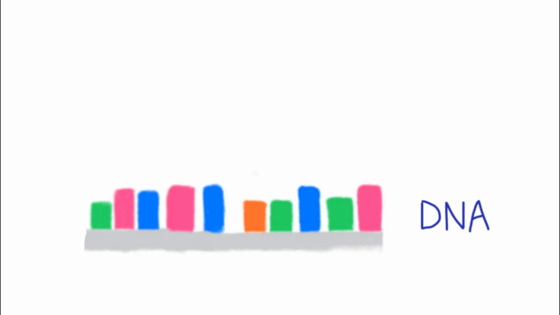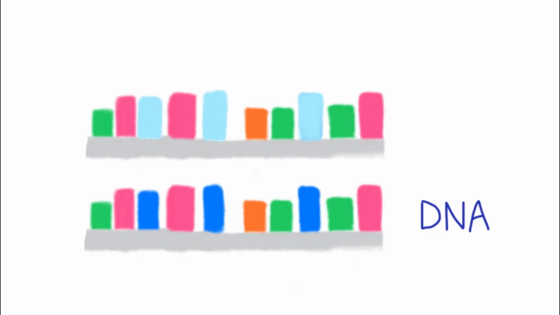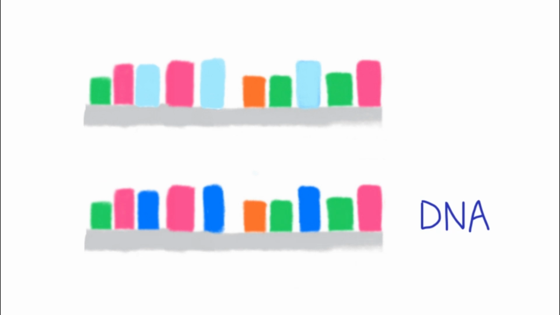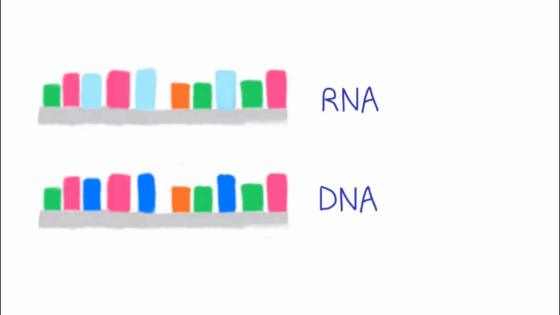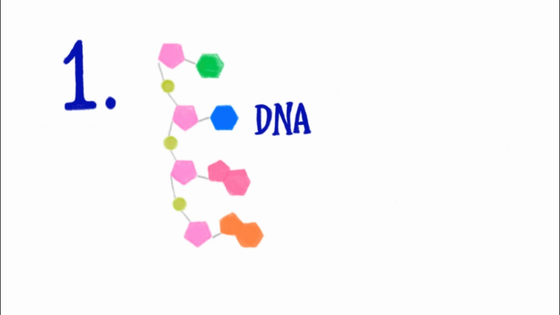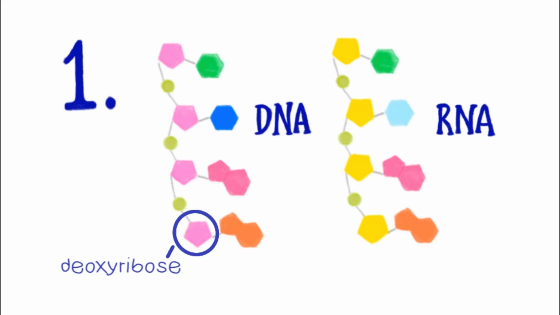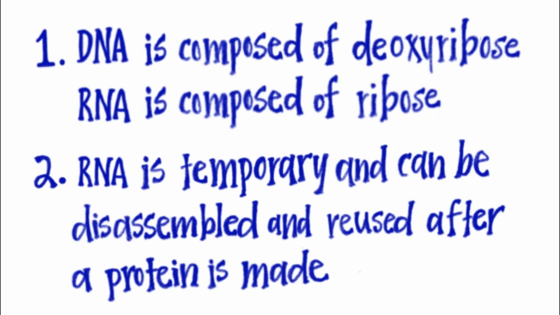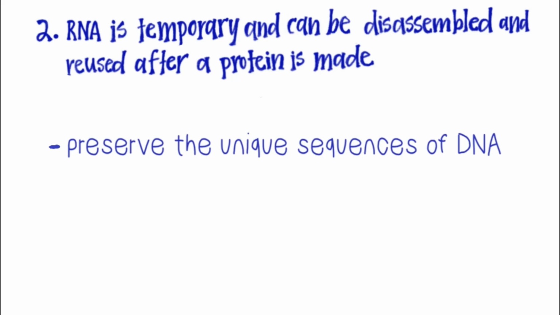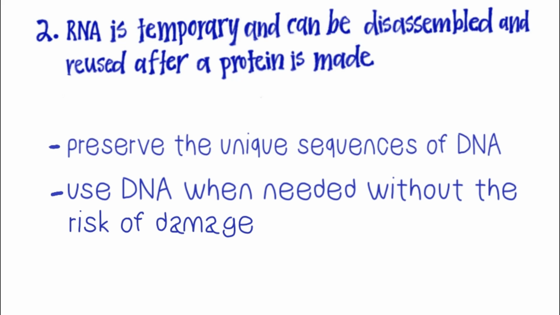To solve this problem, we instead make a copy of the segment of DNA we need, and this copy is called RNA. RNA and DNA are basically the same except for a few key differences. 1. DNA is composed of the 5-carbon sugar deoxyribose, while RNA has the 5-carbon sugar ribose. 2. RNA is temporary and can be disassembled and reused after a protein is made. This way, we can preserve the unique sequences of DNA and use them when needed without the risk of damage. I'll mention the third difference in a little bit.